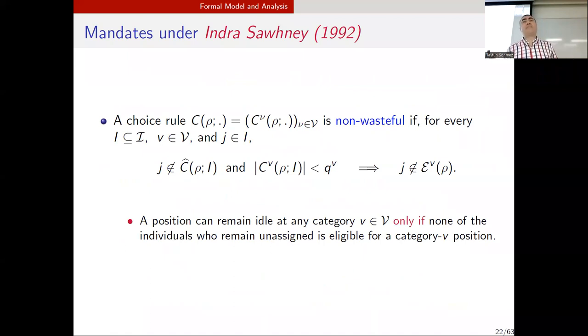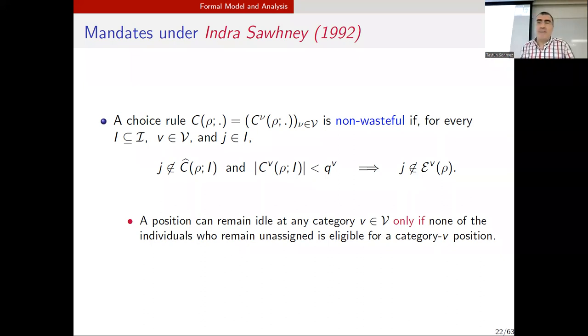So let me repeat the axioms. These are not new axioms. These are exactly the axioms that we talked about yesterday, except they are much simpler, because there are no horizontal reservations. So basically, I will discuss the axioms under Indra Sawhney. First of all, one of the axioms becomes irrelevant, compliance with horizontal reservations. So there are only three axioms, and they're also simpler.